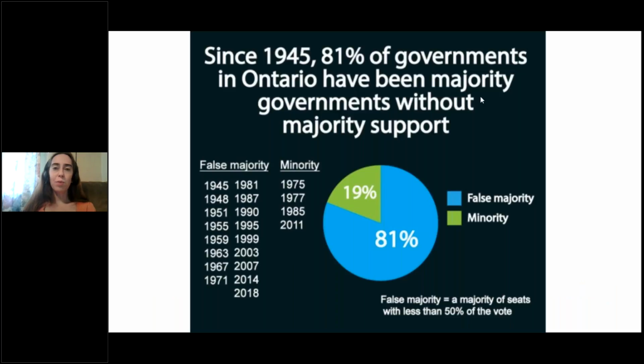So again, most majority governments in Canada don't have the support of a real majority of voters. In fact, Ontario is a striking example of that. 1937 was the last time Ontario had a majority government that was supported by more than 50% of the electorate.